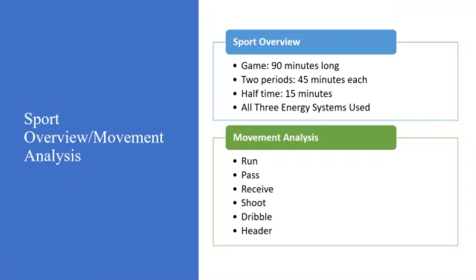For movement analysis, athletes are required to run, which then requires acceleration and deceleration. They need to pass, they need to receive, they need to shoot, they need to dribble, and they occasionally have to header the ball.